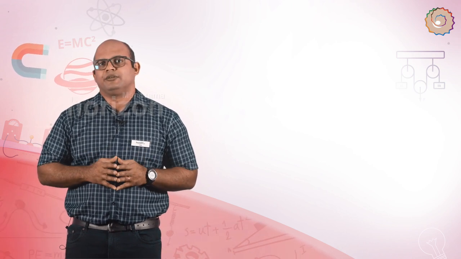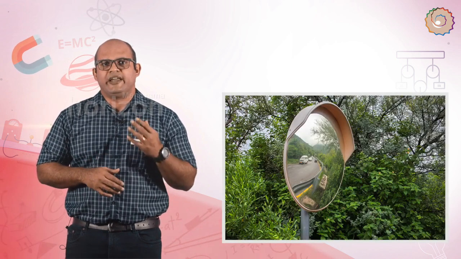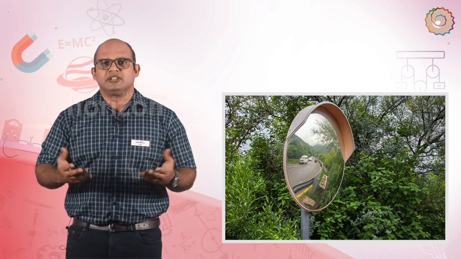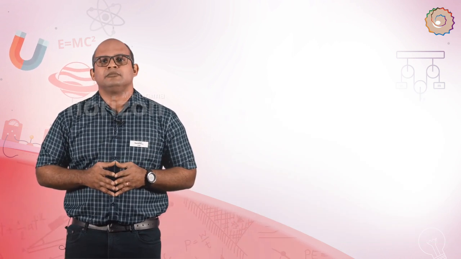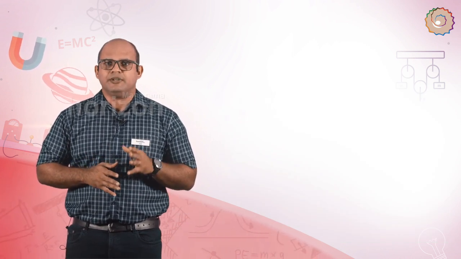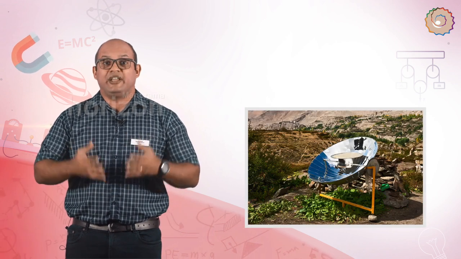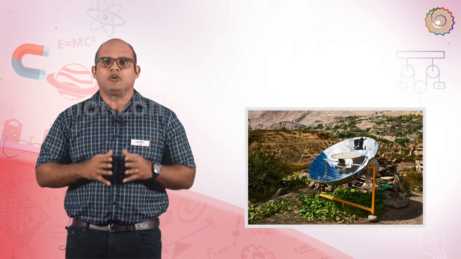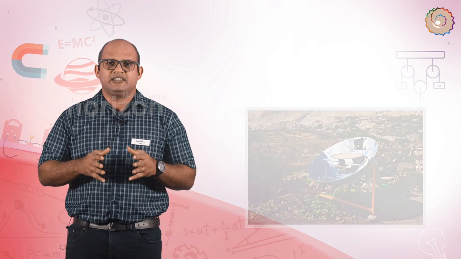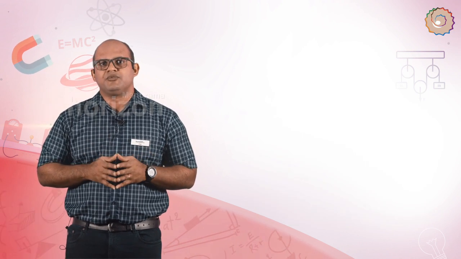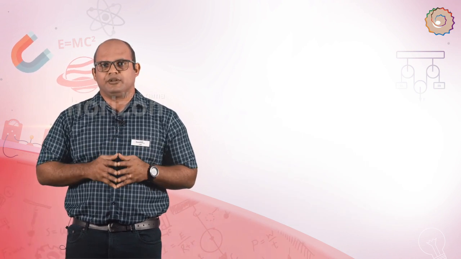The convex mirror. A mirror whose reflecting side bulges outwards is called a convex mirror. The concave mirror. A mirror whose reflecting side curves inwards like a cave is a concave mirror. Let's understand the rest of the terms in reference to a concave mirror.